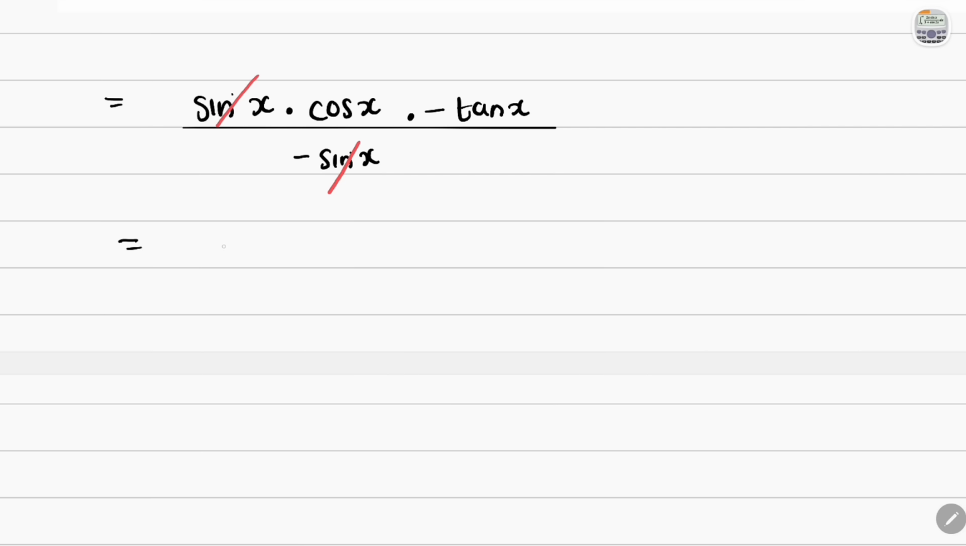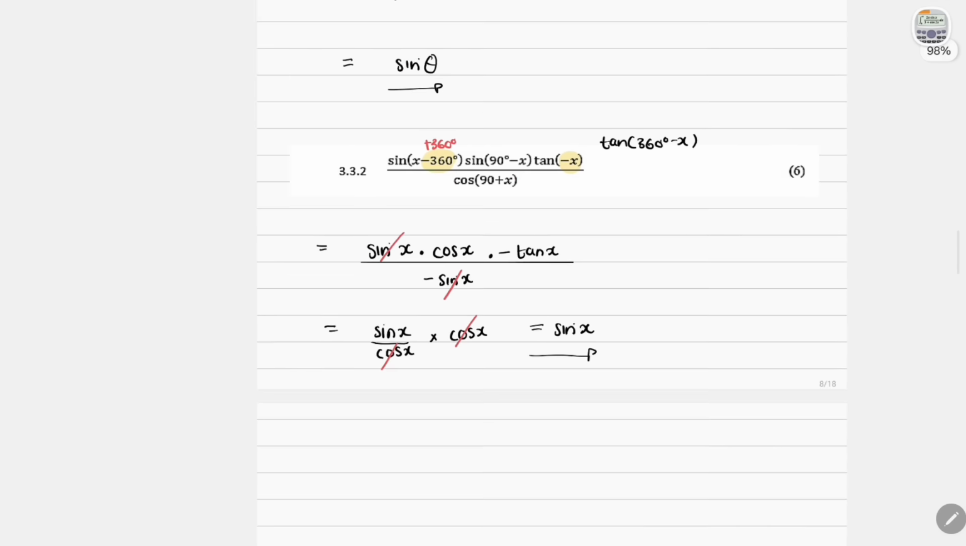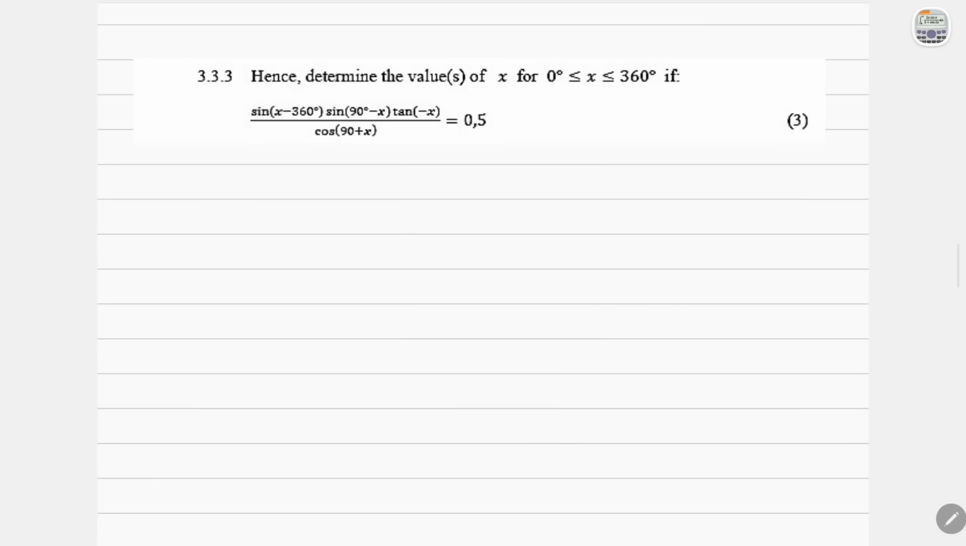So tan x can be rewritten as, its identity is sine x over cos x. And we are still multiplying by a cos x. The denominator is gone now, and so those two cancel. And you see that all we are left with is sine x. And that is our answer. Moving on to the next question.